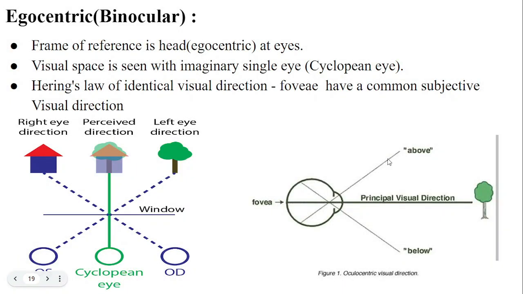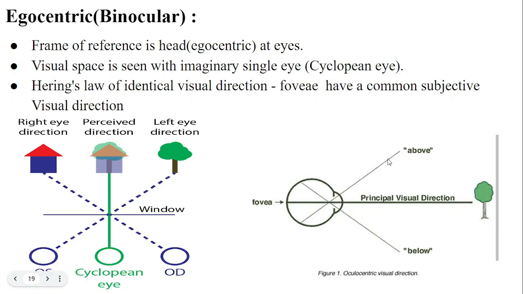In binocular vision, the frame of reference for visual direction is the head, or more specifically the point between the eyes. This is known as the egocentric frame of reference. The visual space is perceived as if seen through an imaginary single eye at the point between the eyes and has its own visual axis.